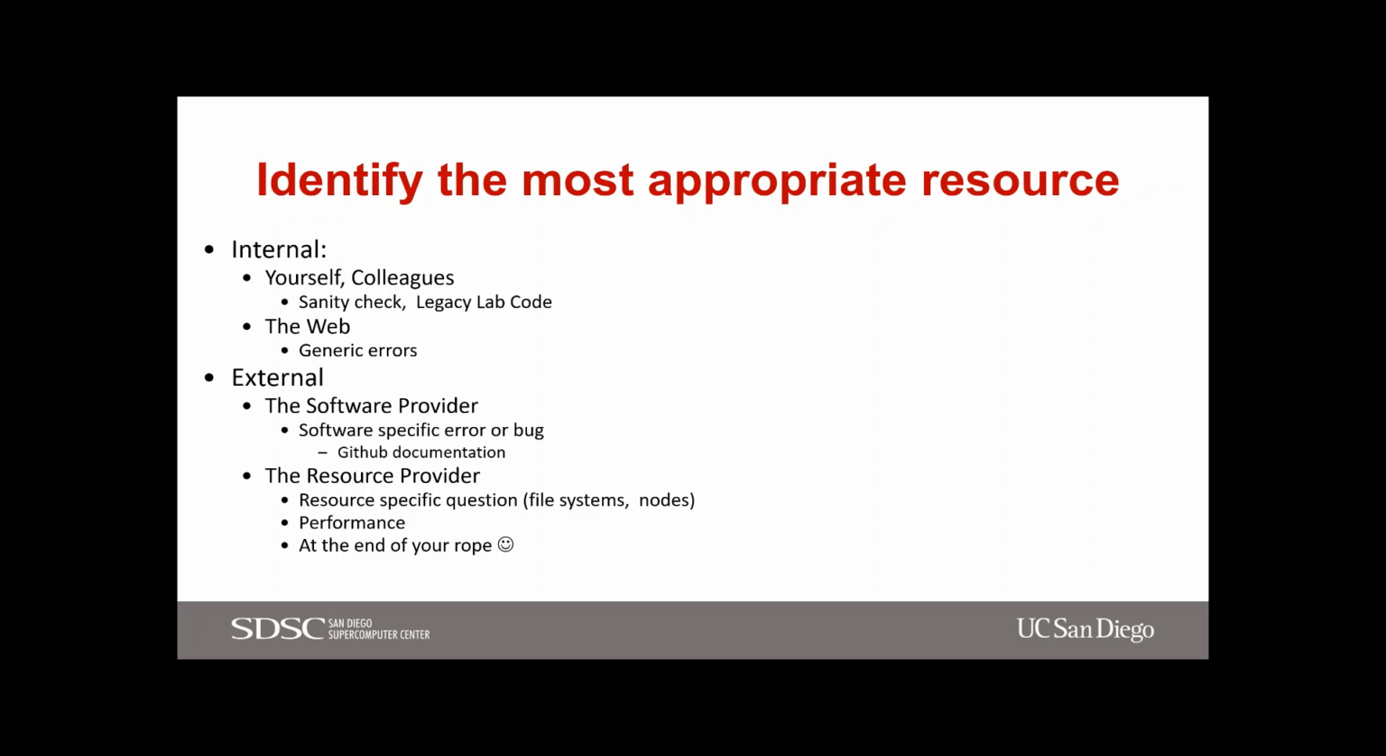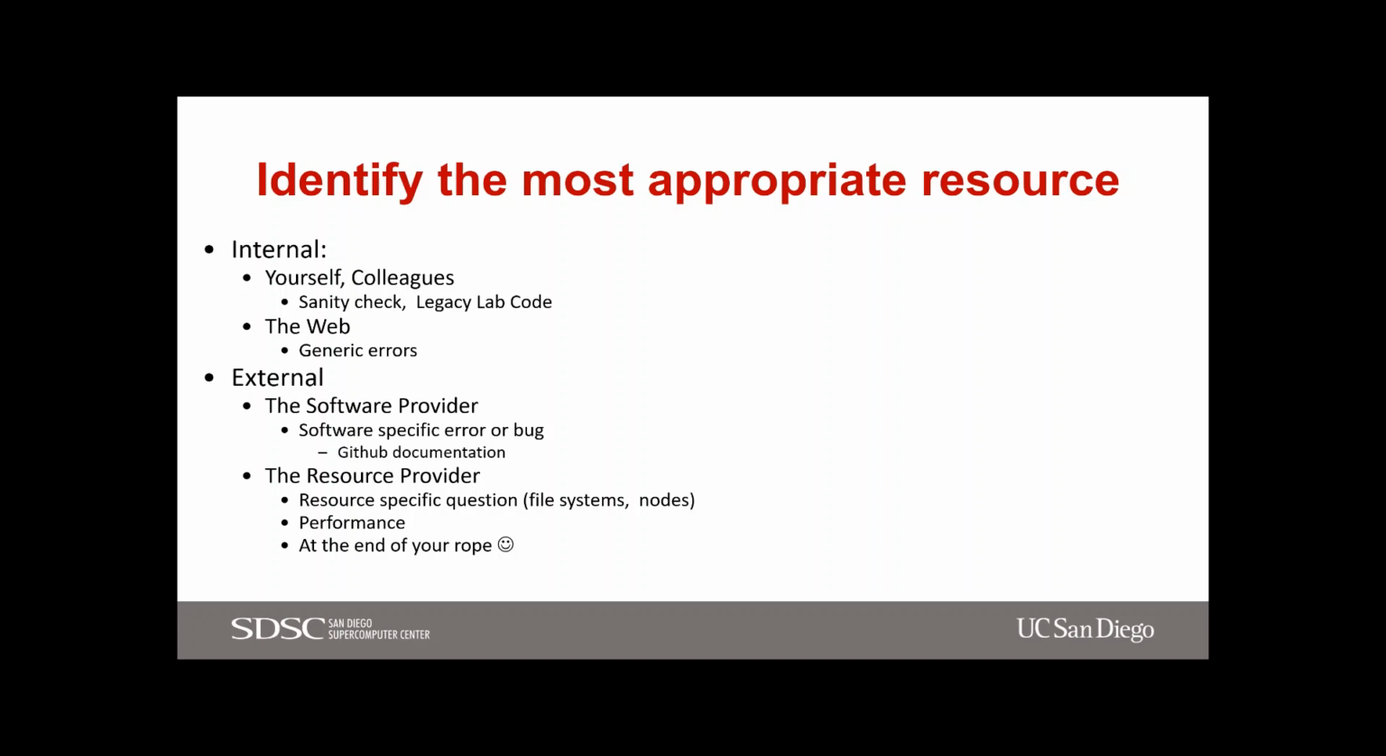So use yourself, use your colleagues for sanity checks, for legacy code in the lab. Use your favorite web browser for Slurm error messages. Slurm is well documented. If you Google the error message, it'll tell you right away what exactly your problem is. We'll talk about some of the Slurm error messages that we see, but I only have a sampling of it, so you may see some more.